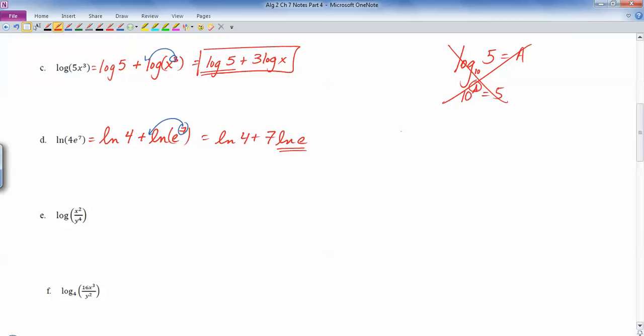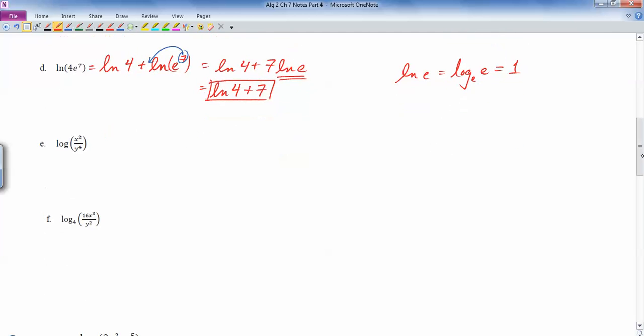Ln of e, well, ln of e is the same thing as log base e of e. Well, that means that the base and the thing that's in the log are the same, so that's 1. So this is going to turn into ln of 4 plus 7 times 1, which is just 7. And then that's our answer.